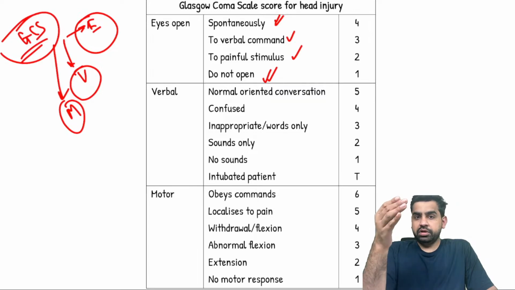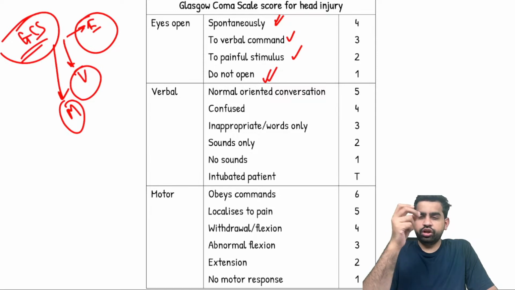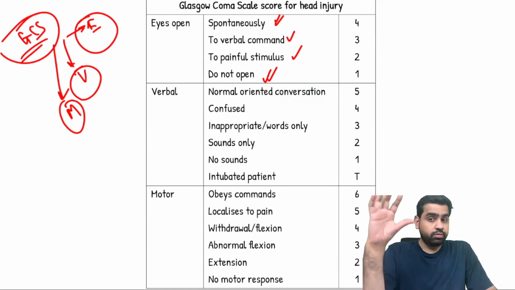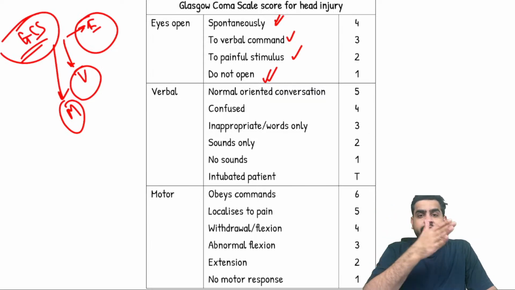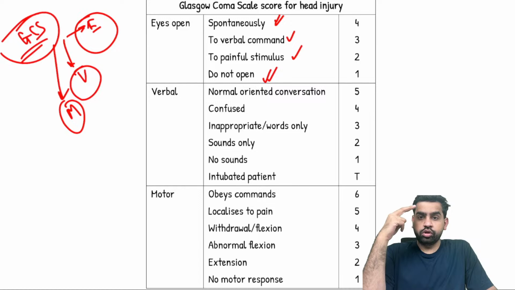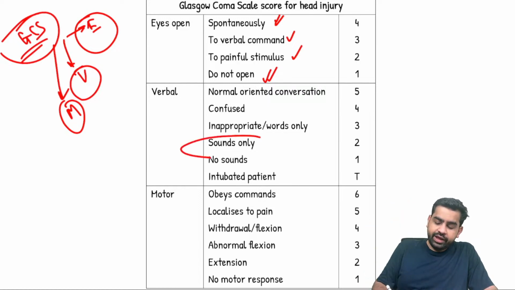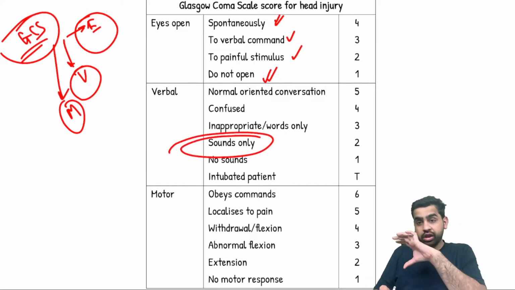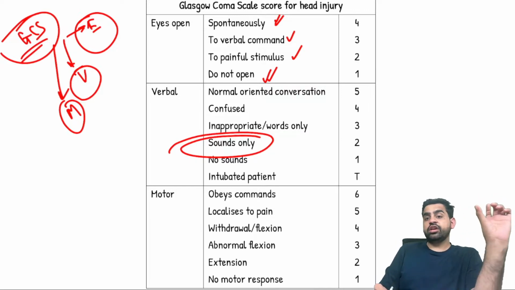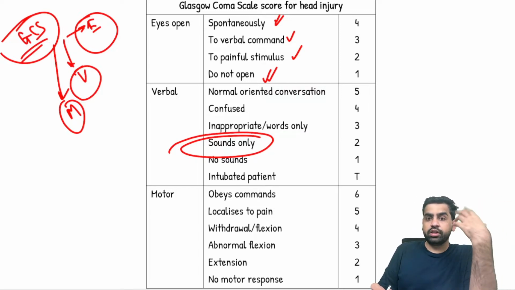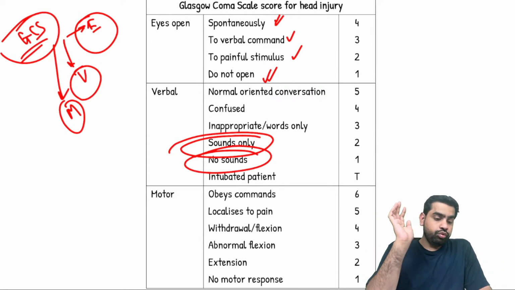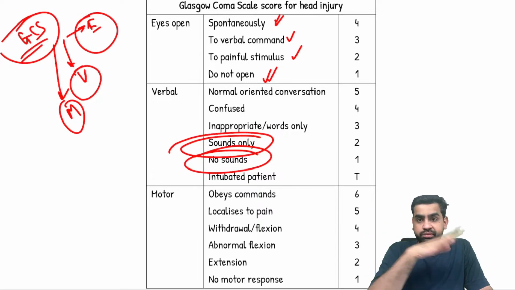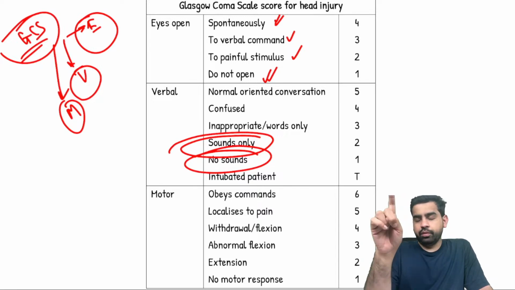Then if you talk to the patient and the patient is just creating sounds, a burp or something like that, it doesn't mean anything. So an incomprehensible sound is a verbal response of 2. Sounds only means incomprehensible sound. Whatever sounds the patient makes, they don't hold any meaning in any language. That is a verbal response of 2. What is 1? 1 means no sound at all. You pinch the patient, whatever you do, but there's no sound at all. That is the verbal response of 1.